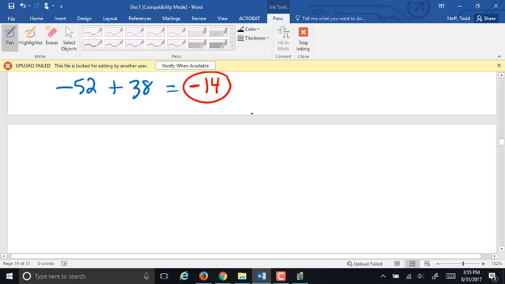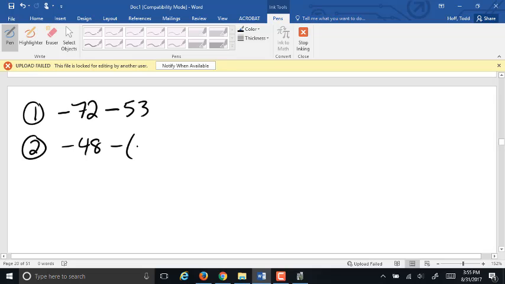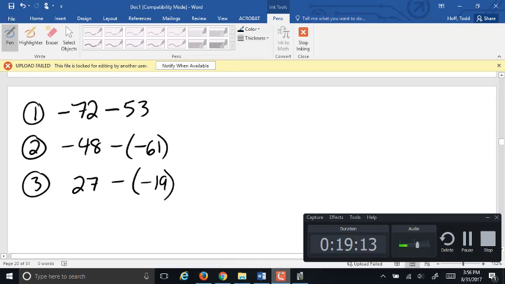So have you guys try a few of them again? The first one will be negative 72 minus 53. Negative 48 minus a negative 61. And 27 minus a negative 19. Let's take a couple minutes to try those two, and then we'll talk about them in just a second.